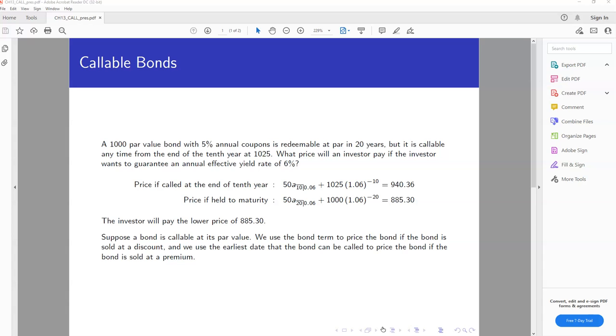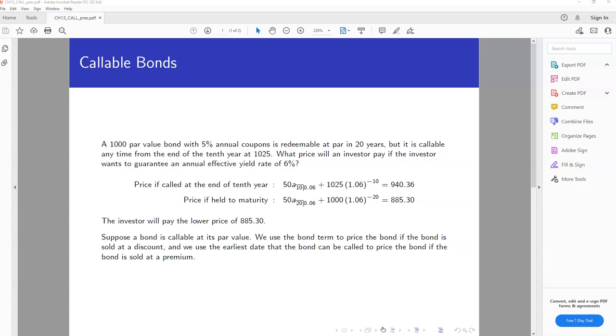But in general, that's what we mean by a callable bond: the issuer is trying to pay off the loan, right? Because most of the time they're loaning money with these bonds. They're trying to pay off the loan early so they can not have to make those interest payments at the end. What we're interested in as an investor is, what would we expect to pay for such an instrument? So let's look at an example and go through the pieces.